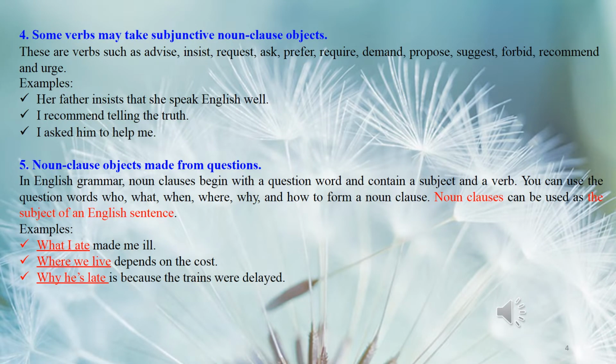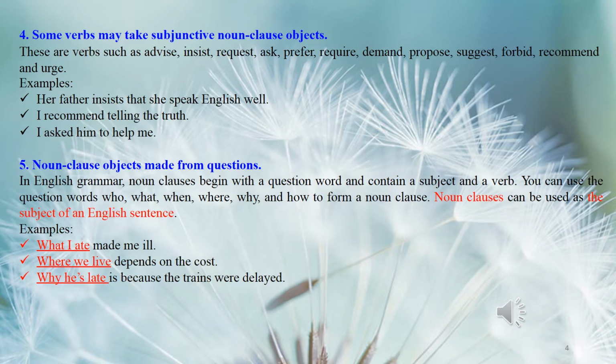4. Some verbs may take subjunctive noun clause objects. These are verbs such as advise, insist, request, ask, prefer, require, demand, propose, suggest, forbid, recommend, and urge. Examples: Her father insists that she speak English well. I recommend telling the truth. I asked him to help me.